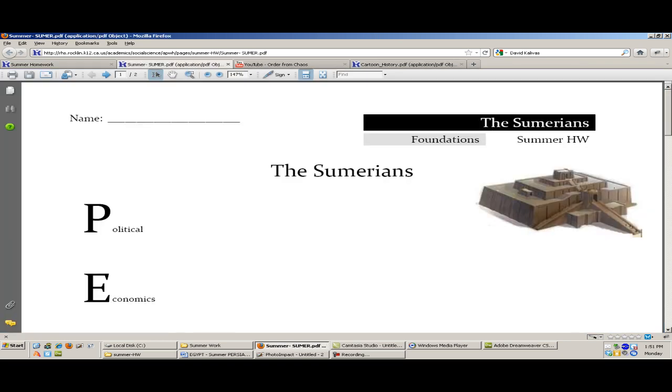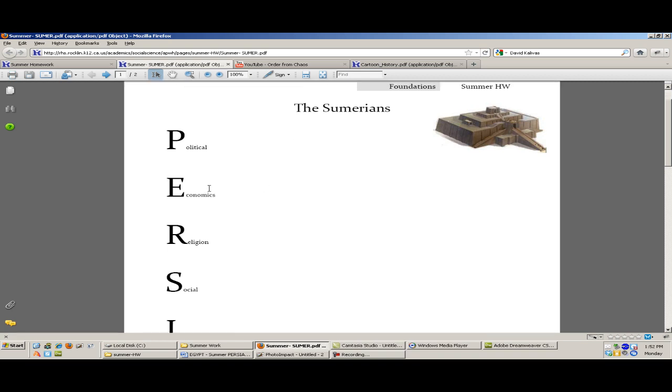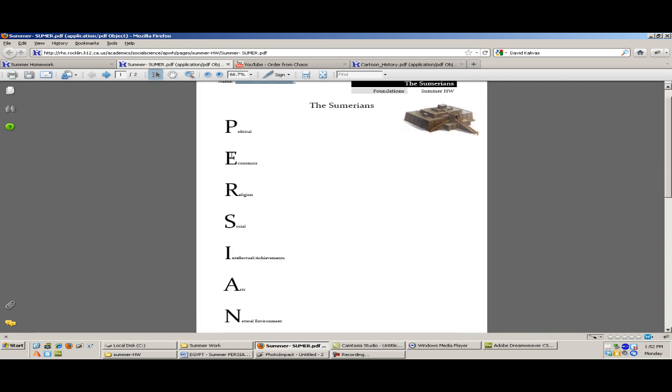Let me zoom out a little bit. You're going to have to print this out. Up on top, you put your name. Then here's the word PERSIAN down the left-hand side, P-E-R-S-I-A-N, and each of those letters stands for something different. It's not actually about the Persians, who are a group of people we will talk about in class. It's an acronym to help us. So if you look at a certain group of people, like the first Sumerians, what were they like politically?